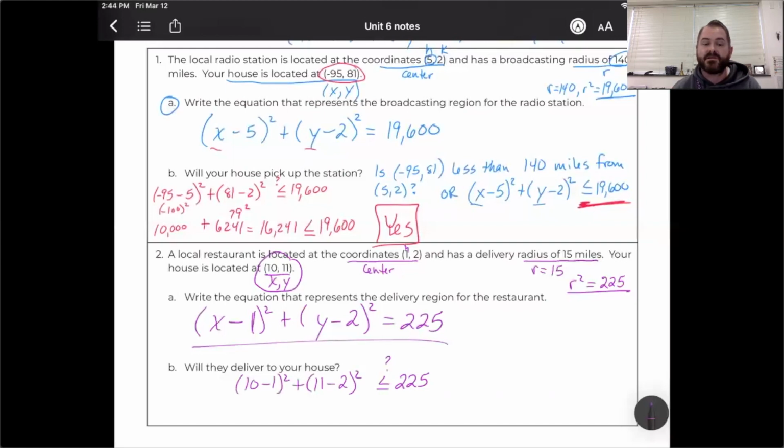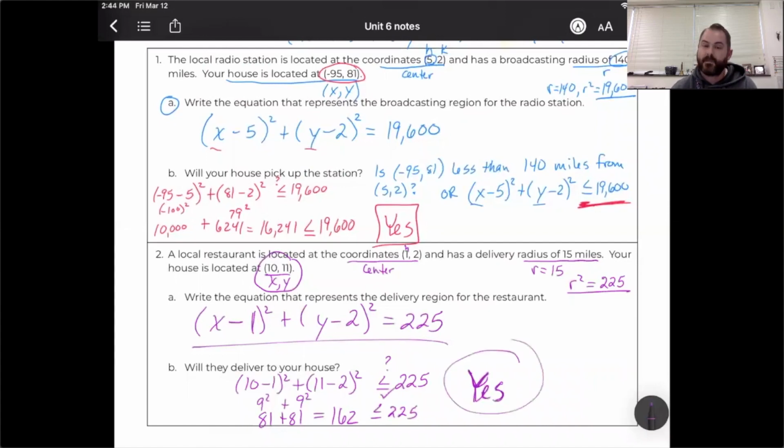Do your order of operations, do your parentheses first, 9 squared for 10 minus 1. And then 11 minus 2 is also 9, so there's another 9 squared. 9 squared for each of these is 81. So when I add those together, I get 162, which is less than or equal to 225, okay? So they will deliver to your house. You are less than 15 miles away from that restaurant. So the answer again is yes.